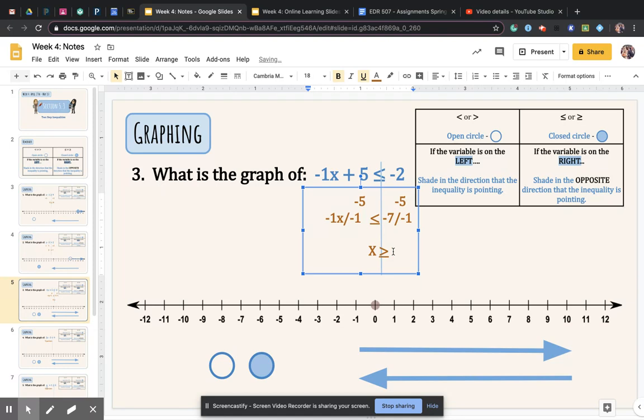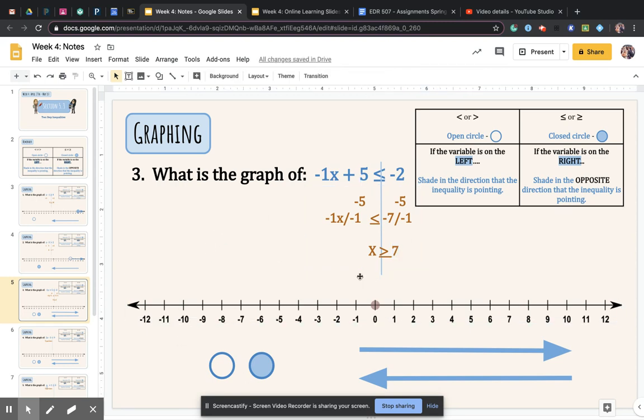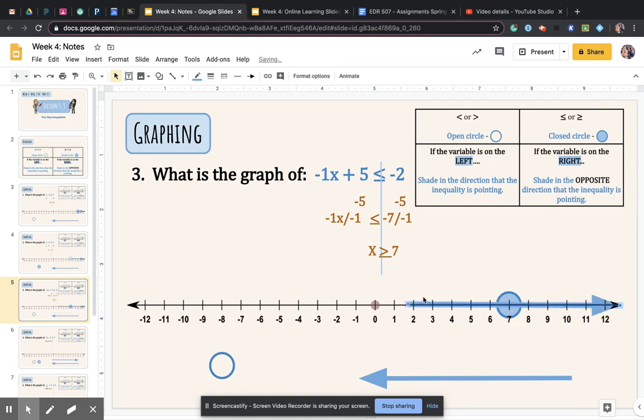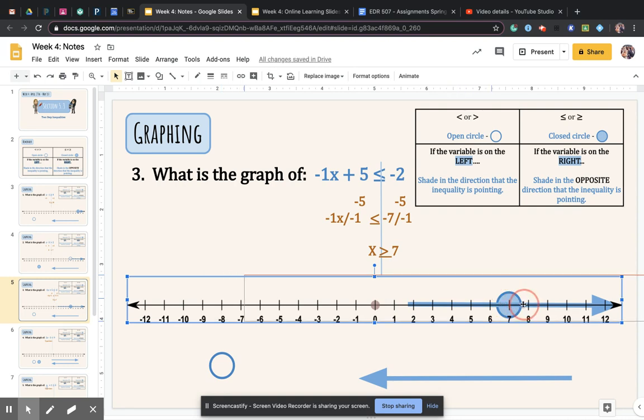And then -7 divided by -1 is +7. And remember, we don't want our number underlined, so make sure you undo it. So x is still on the left. This is equal to, so it's a closed circle on 7. And then we are going to have it point to the right, because that's now the way our inequality is pointing. Oop, clicked on the wrong thing.